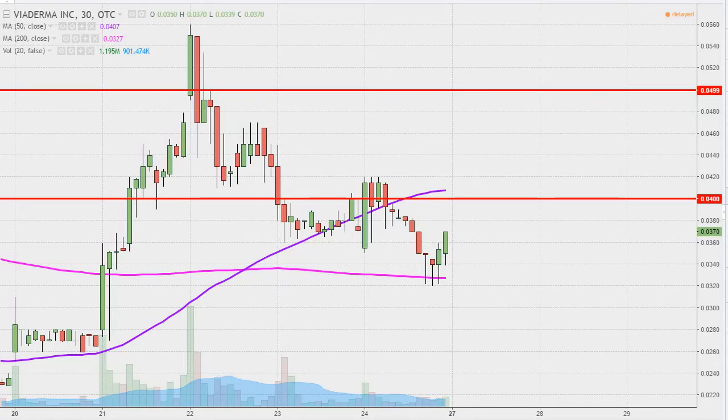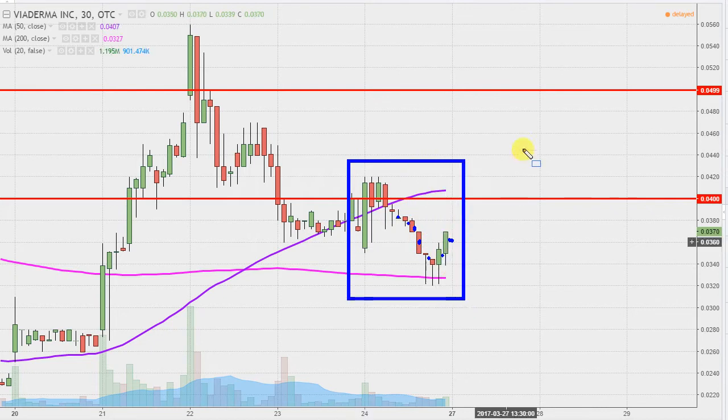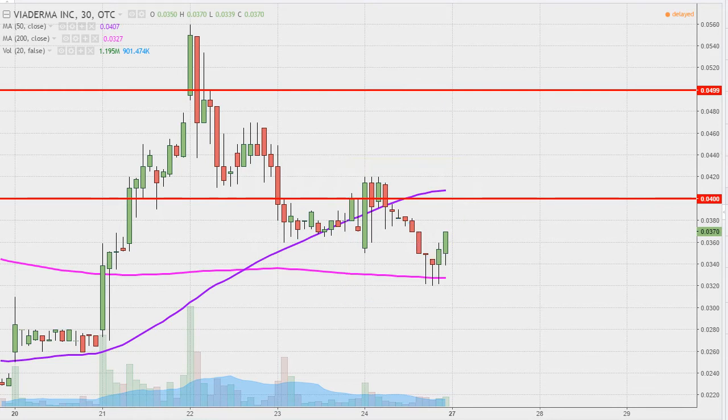Real quick, what do I mean by 30-minute in case maybe you're new to charts? Instead of each one of these candlesticks representing one day's worth of price action, which is what you would normally see, each one represents 30 minutes. So while this may look like several days' worth of time, it's actually just today's price action broken down into 30-minute time slices. I did this analysis yesterday, so that's where these red line annotations are coming from.